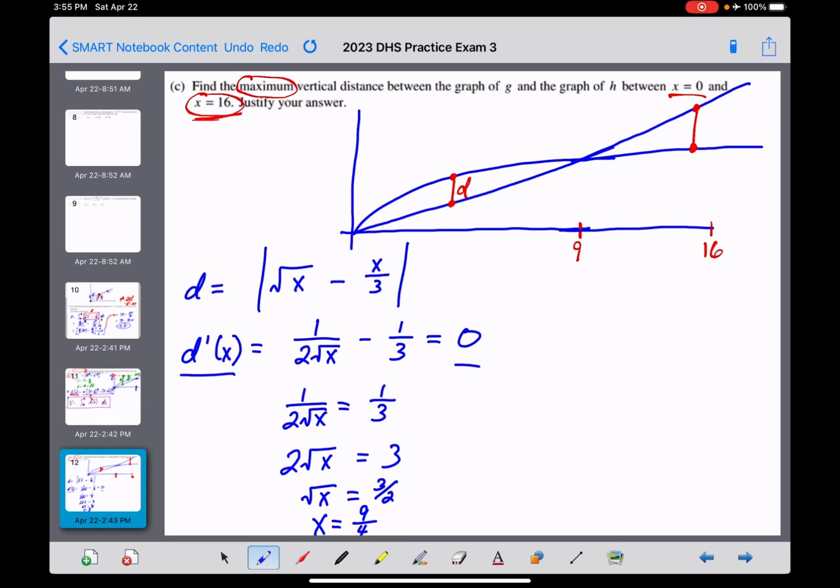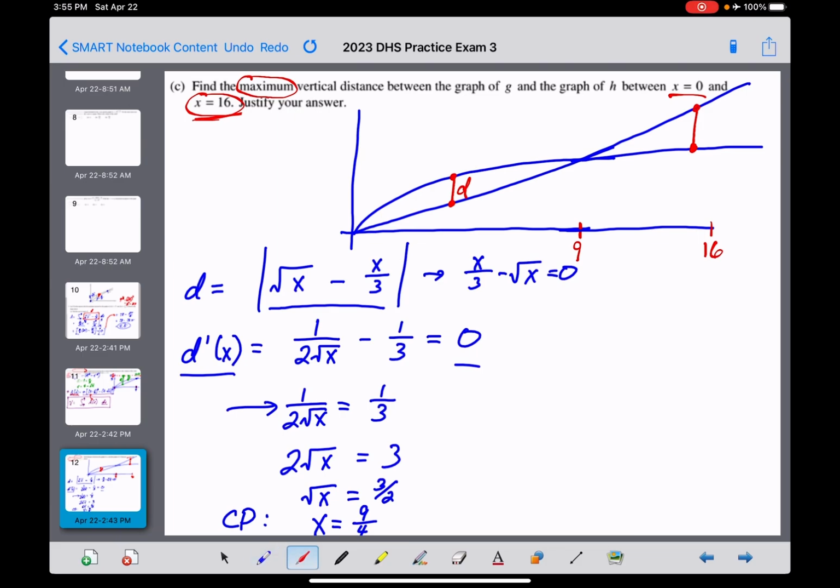Now, if you're wondering why I was able to ignore the absolute value, guys, remember that the absolute value just means that the expression could be this, or we could reverse the order: x over 3 minus the square root of x. And if we set that equal to 0, we end up in one step right where we were right here, and we'd get the exact same value again. So this is the only critical point of this function here, everybody. x is equal to 9 over 4.